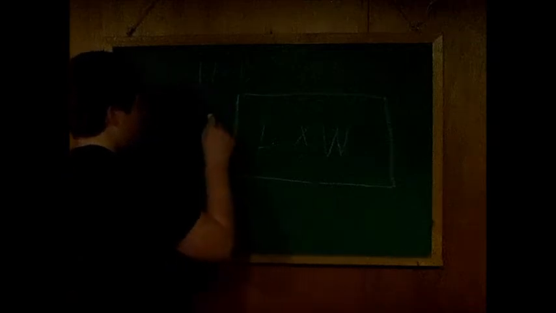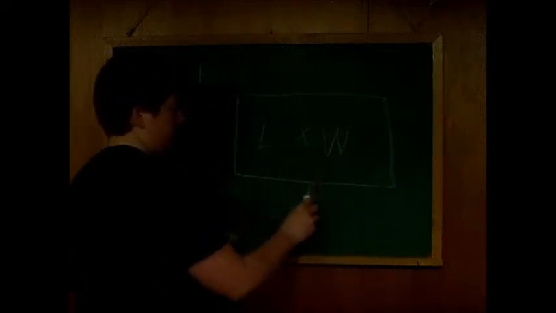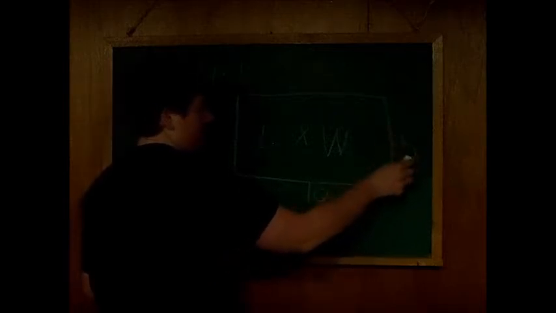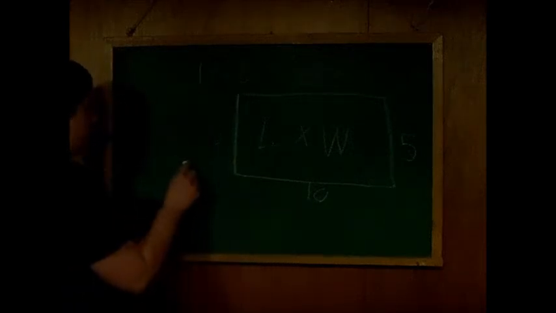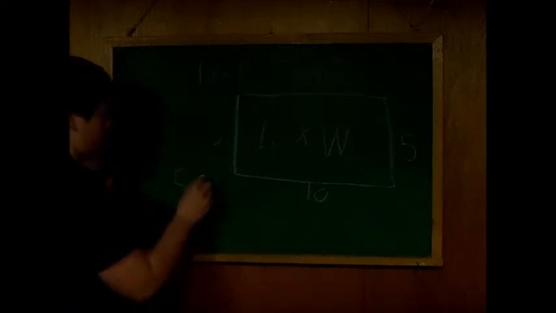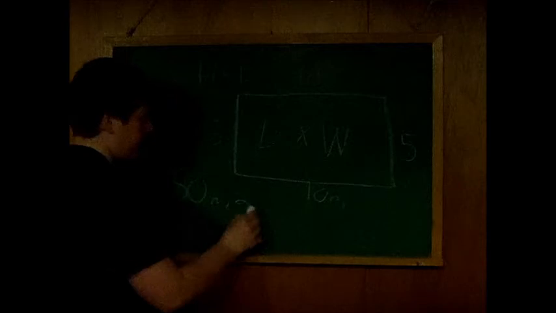Now say if these ends were 5 and these were 10, we would take 5 times 10. So our area would be 50, and say if it was meters, it'd be 50 meters squared. Now try to find the area of the following rectangle examples.